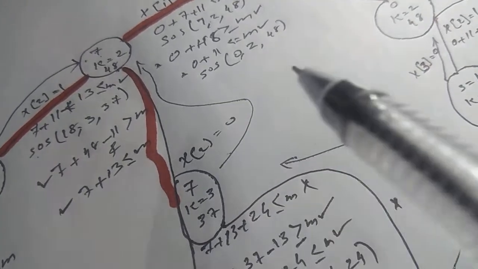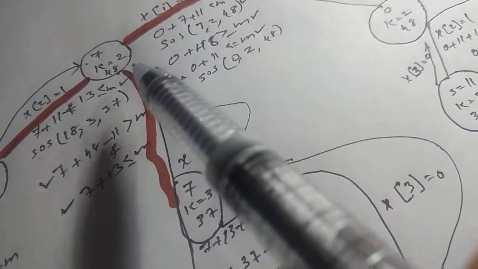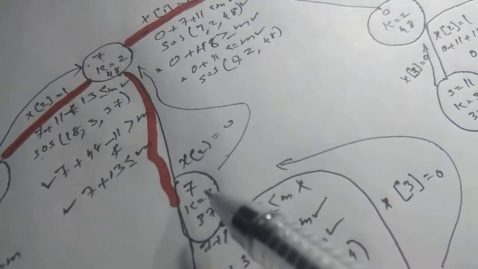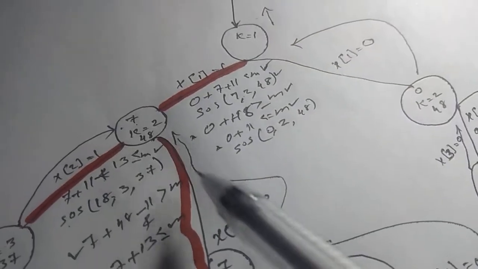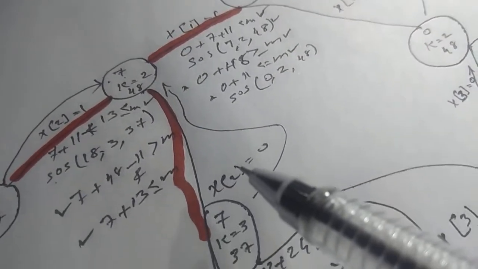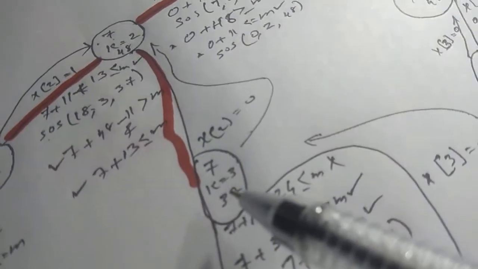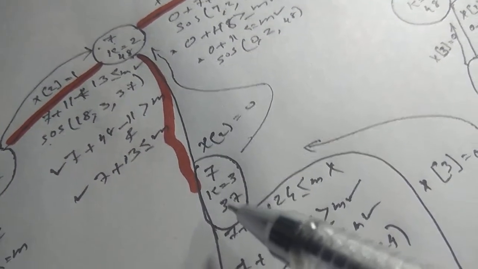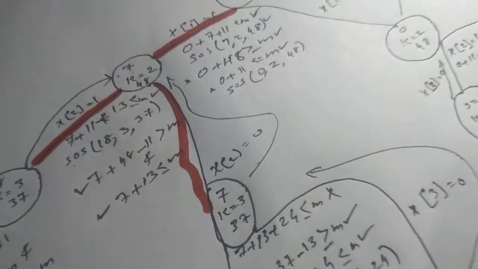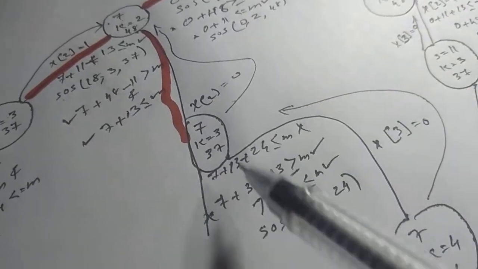K is 2. So what is the second element? It is 11. So 48 minus 11, it is 37. Okay, then what does this function have to do?